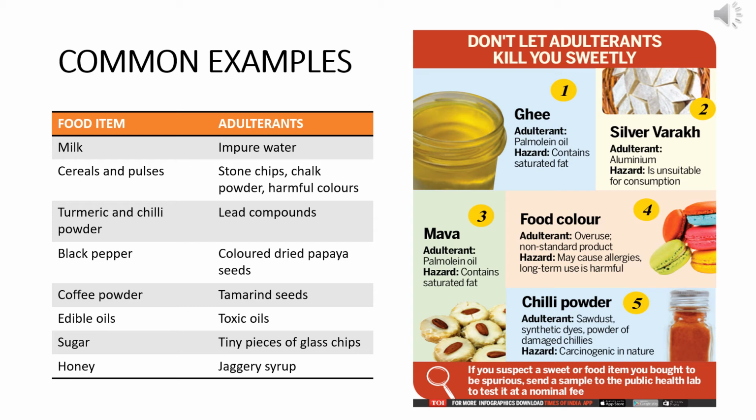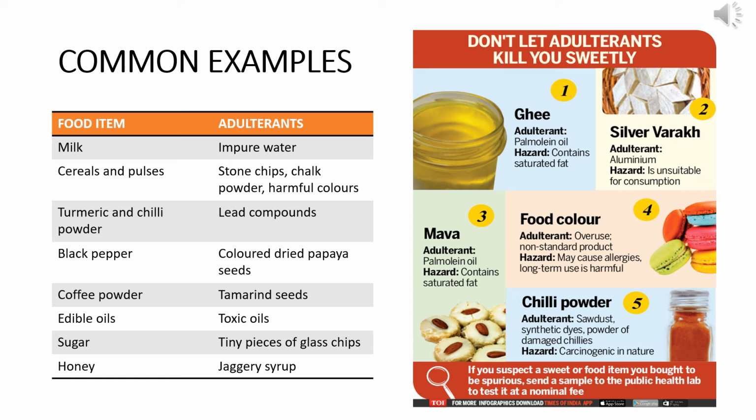The black pepper is adulterated by colored dried papaya seeds. The papaya seeds are actually very similar looking to the black pepper, so the black peppers are actually adulterated by dried papaya seeds. The coffee powder is adulterated by tamarind seeds, and edible oils like sunflower oil, rice bran oil, mustard oil are adulterated by toxic oils, which contain a lot of saturated fats.